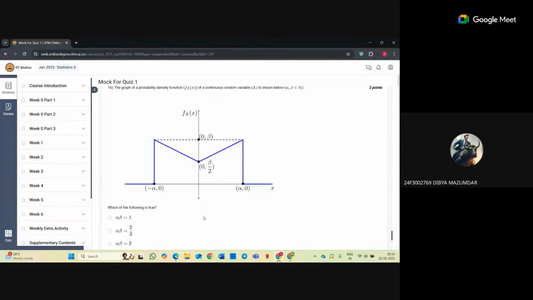Ma'am, this question is, I think, out of context, no? Out of syllabus type. This is not done in any sessions. It's from week 4. Chebyshev's inequality was from week 4, I think. No, random variable is in week 4, right? Yes, ma'am. So solve this and tell me the answer.